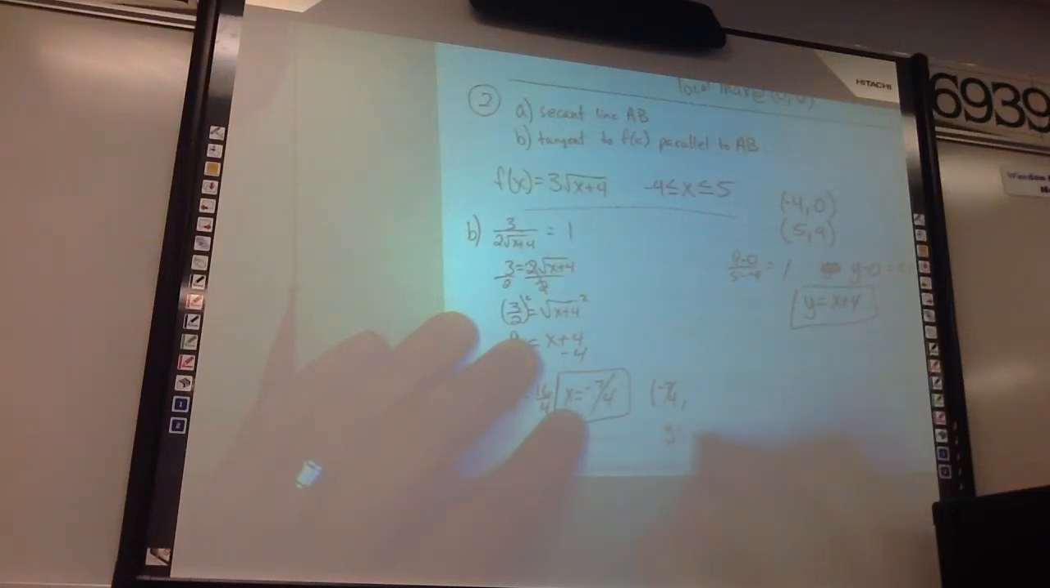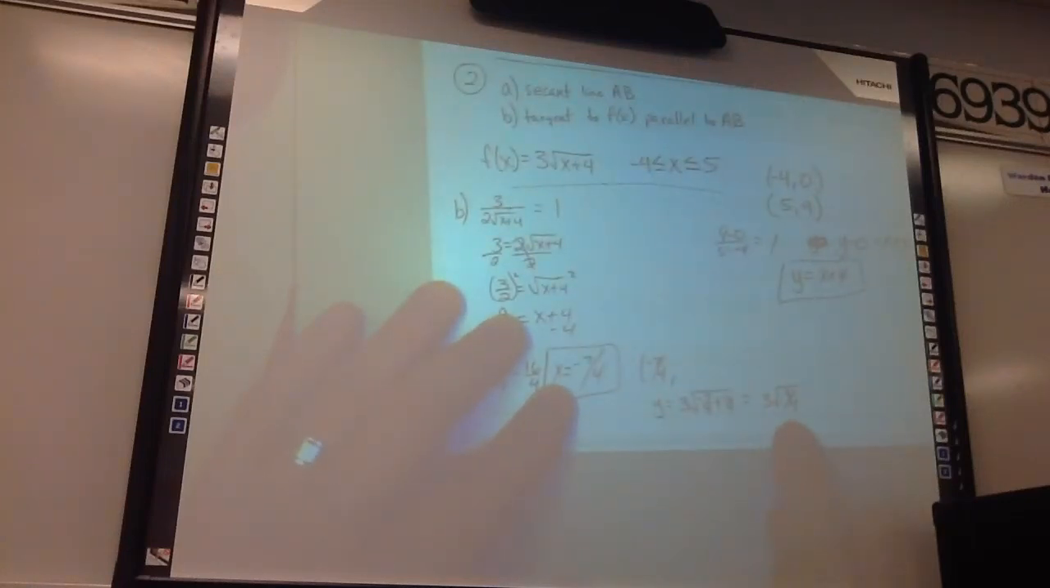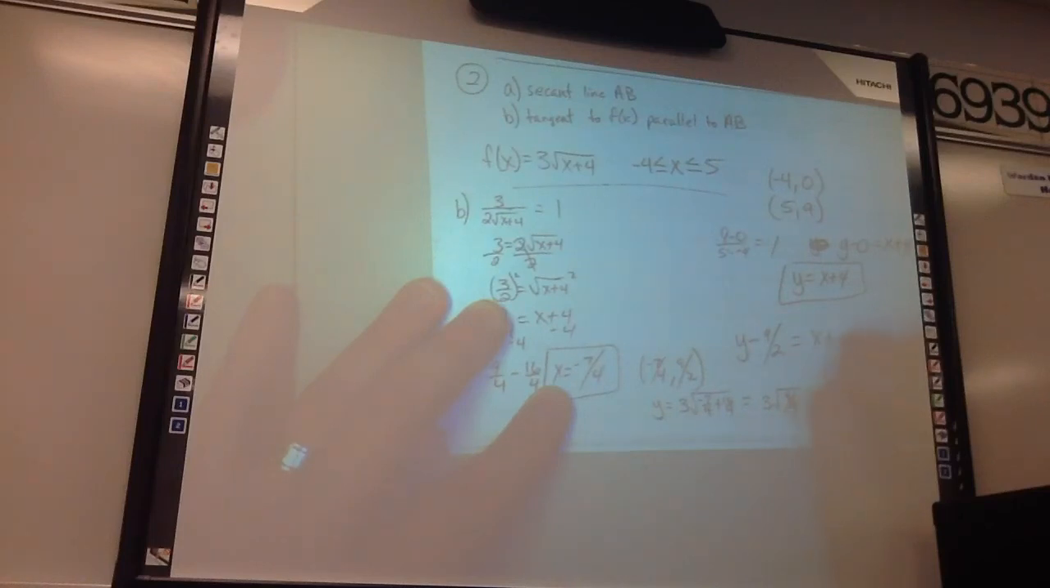So y equals 3 times the square root of negative 7/4 plus 16/4. Your slope stays 1 because it's parallel. So that's what we're looking for, to find your y. Hey, we can do the square root of 9/4. What's the square root of 9/4? 3/2, because 3/2 times 3/2 is 9/4. So we have 3 times 3/2, that's 9/2. So your final answer for your tangent line is y minus 9/2 equals 1 times x plus 7/4.